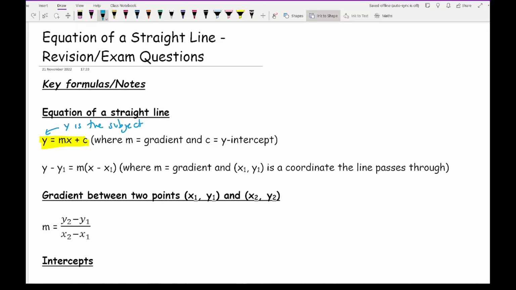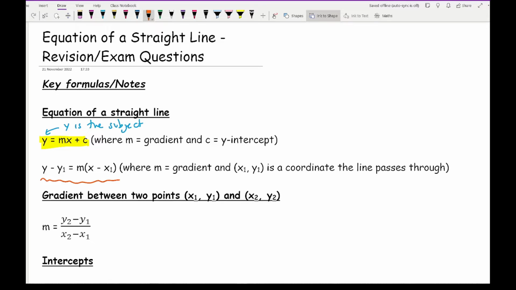Now, when you are actually working out the equation of a straight line, an alternative formula for you to use is this one here, which is y minus y1 equals m(x minus x1). This is basically an expansion of y equals mx plus c, but here you don't need to find the y-intercept. All you need is the gradient between two points that lie on the line, and also one of the coordinates that lie on the line, and this is usually given to you either in worded problems or contextual problems or in graphical questions.